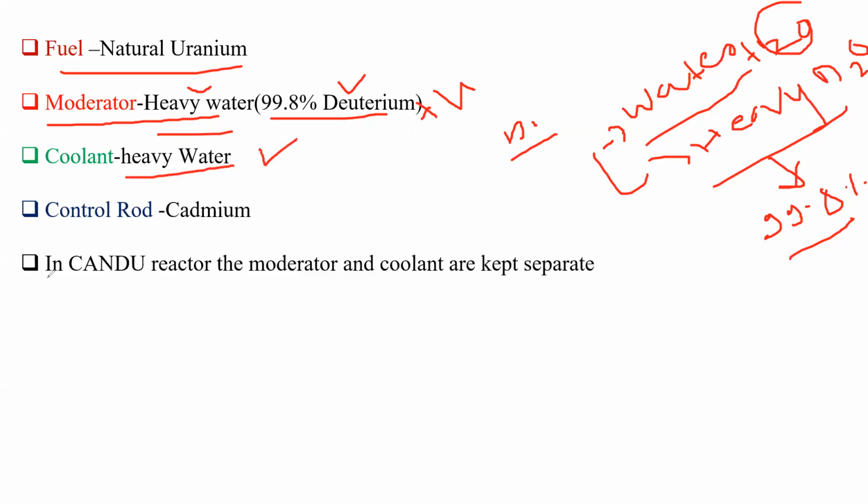And the control rod: in the light water reactors, the pressurized water reactor and boiling water reactor, they do not mention whether the control rod is cadmium or boron. There is no provision, you can use cadmium or boron. But here it is clearly mentioned that a cadmium control rod is used to absorb the neutrons. Here the moderator and coolant are kept separate. This is part of the construction.